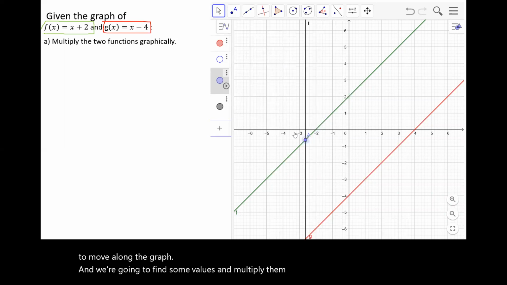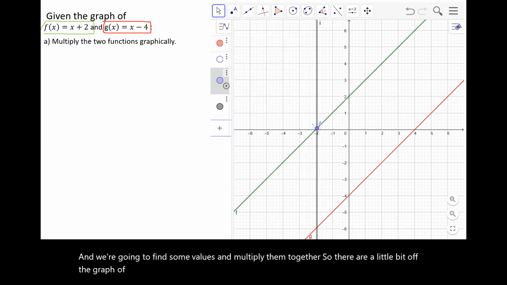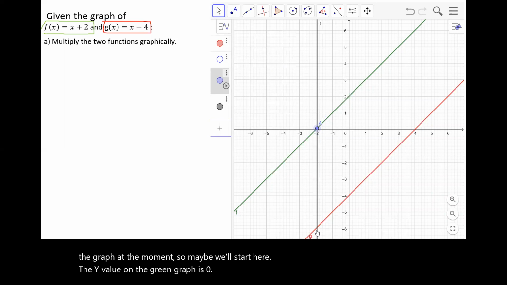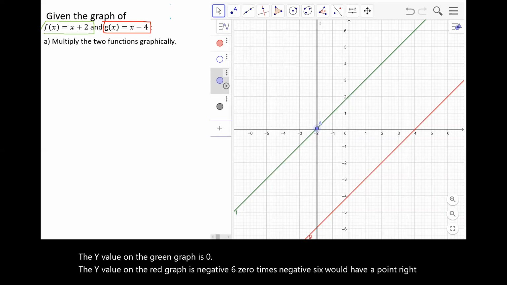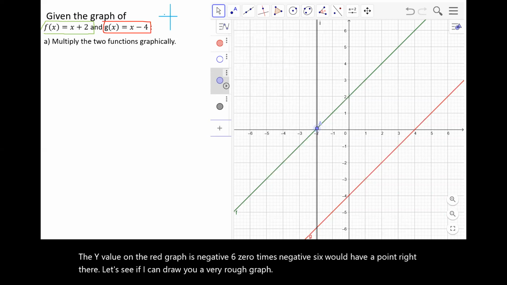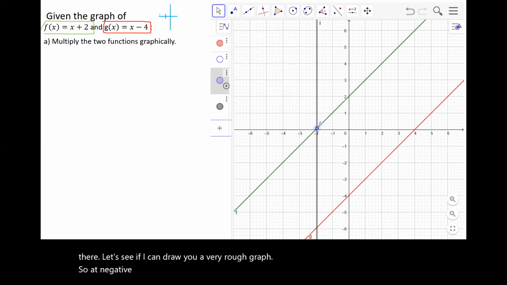They're a little bit off the graph at the moment, so maybe we'll start here. The y value on the green graph is 0. The y value on the red graph is -6. 0 times -6, we'd have a point right there. Let's see if I can draw you a very rough graph. So at -2, we're going to have an x-intercept. Okay, let's keep going.